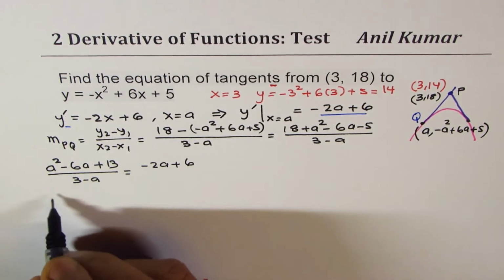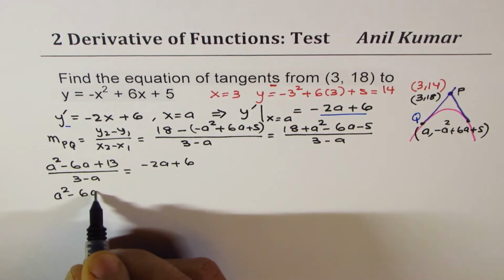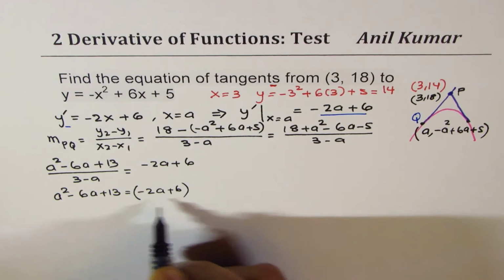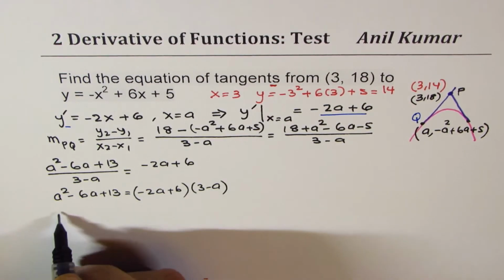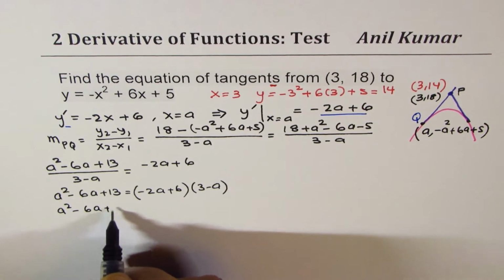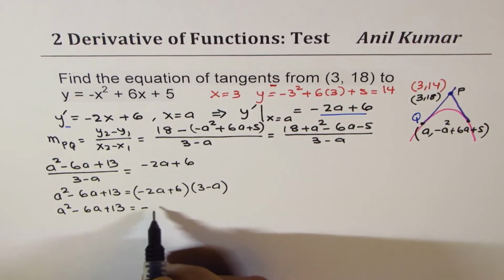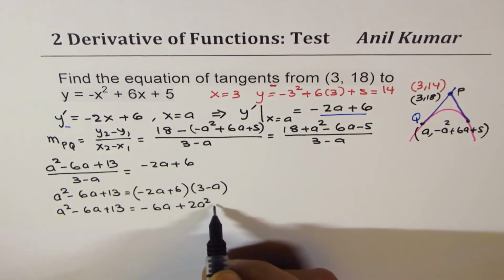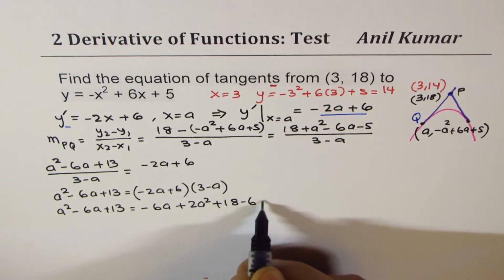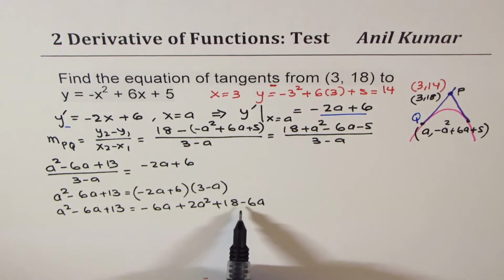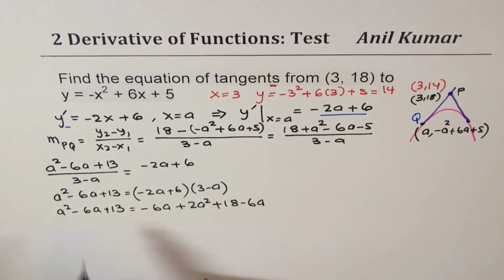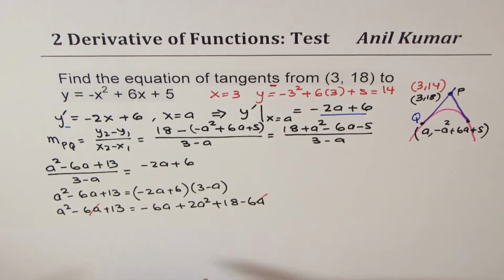Let's solve this by cross multiplying. So we have a squared minus 6a plus 13 equals minus 2a plus 6 times 3 minus a. So we have a squared minus 6a plus 13. If you open this, you get minus 6a plus 2a squared. Multiplying by 6 gives us plus 18 minus 6a, right? Now let's bring all the terms together. Let me take them to the right side since we have 2a squared here. And as you can see, minus 6a, one of them gets cancelled.